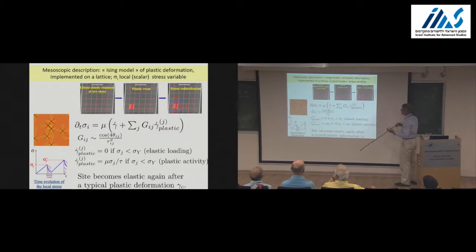How do you decide that this site will finish the shear transformation? Will it take some time? Will it take some finite strain, etc.? These are rules that you can play with. It's a kind of cellular automaton. And by playing with these rules, you can reproduce different experimental phenomena. I will not say much more about this.